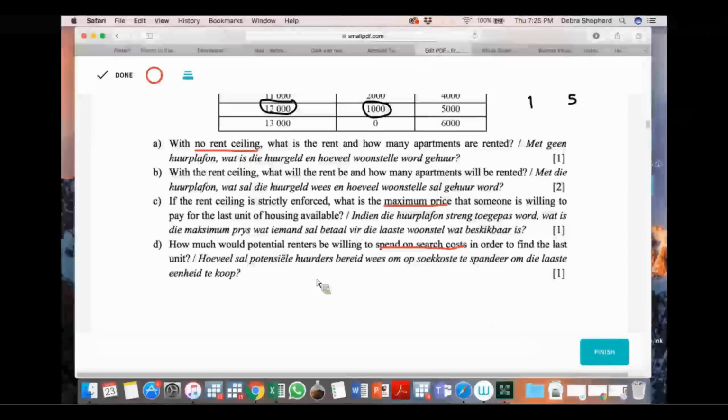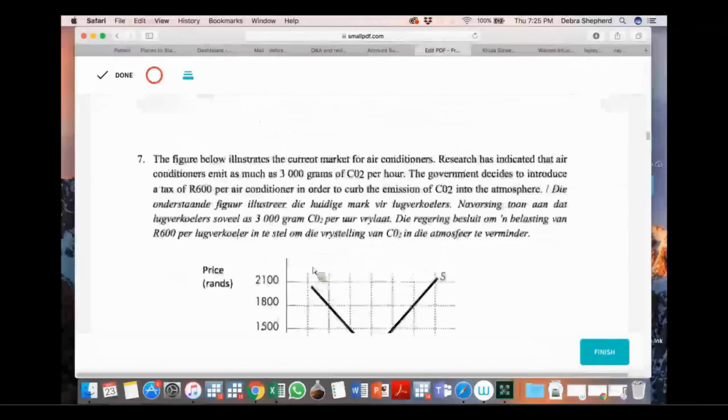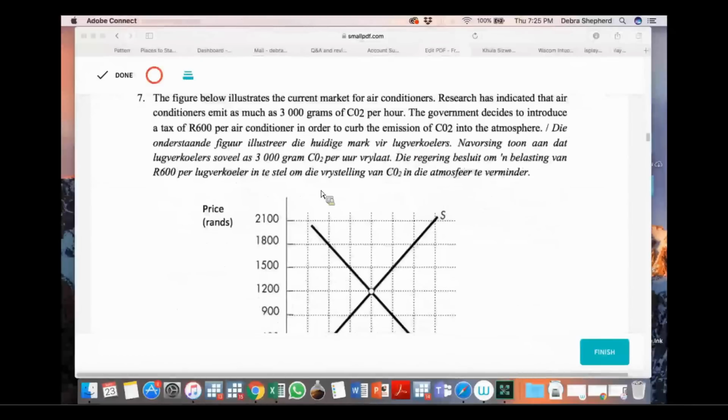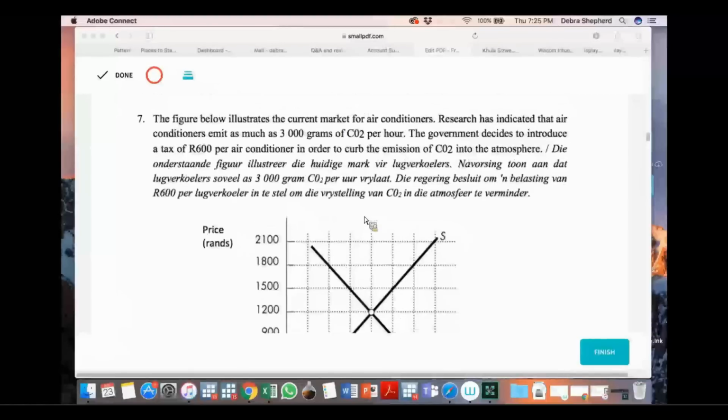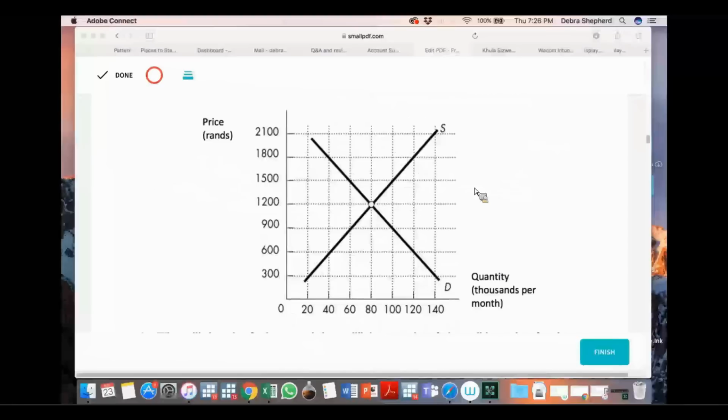Okay, so I'm going to go to the next question now. Actually, this question is with a graph, so that's great. Now I can show you how we use a graph to answer this type of question. We get given a picture, and the picture illustrates the market for air conditioners. Researchers indicated that air conditioners emit as much as 3,000 grams of CO2 per hour. The government decides to introduce a tax of 600 Rand per air conditioner in order to curb the emission of CO2 into the atmosphere. So this is before any tax has been applied.